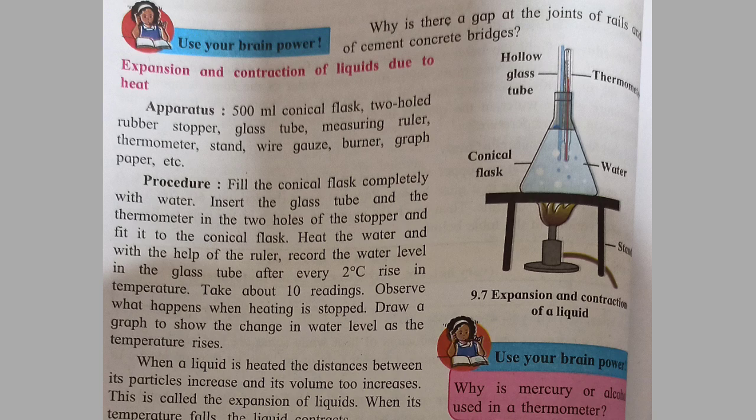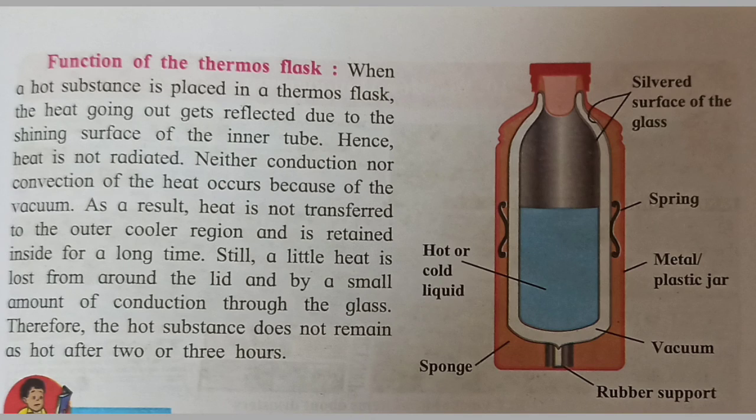Now let us see about the thermoflask. You might have seen a thermoflask used for keeping tea, coffee, milk, etc. hot or sharbat cool for a long time. What is its structure and how does it function? It is a double-walled flask. It consists of two glass tubes, one inside the other, with the gap between them sealed. The surfaces of both tubes are made shiny by a silver coating. The air between the two tubes is removed to create a vacuum.